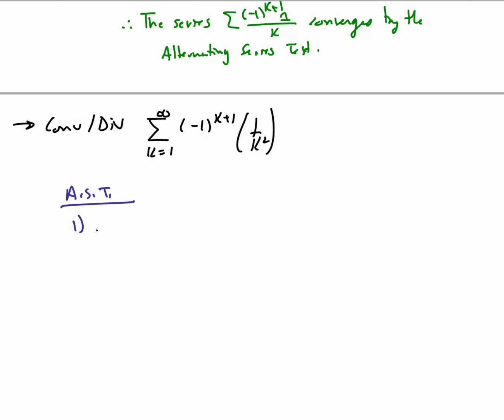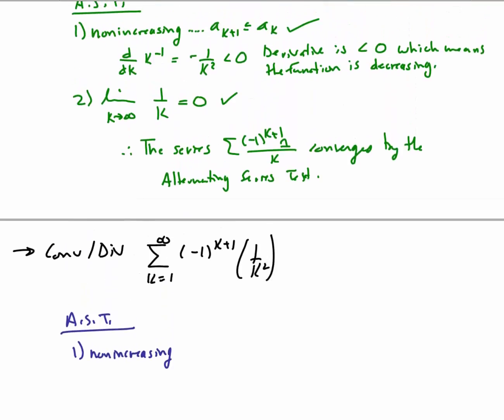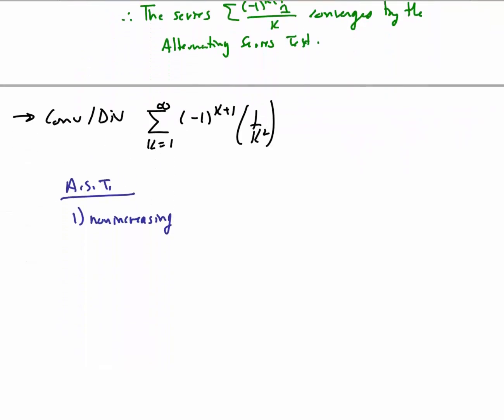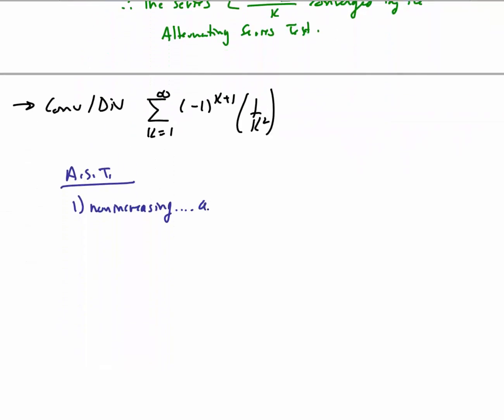The first thing that I have to show is that this is non-increasing, and there's several different ways I can show non-increasing. I could compare term by term, or I could take a derivative. That would be another option. But basically non-increasing means the next term is less than or equal to my current term. So I think I'd like to do this with a derivative again. 1 over k squared is k to the negative 2. When I take the derivative, I bring the exponent down and then I decrease it by 1. So this is negative 2 over k cubed.